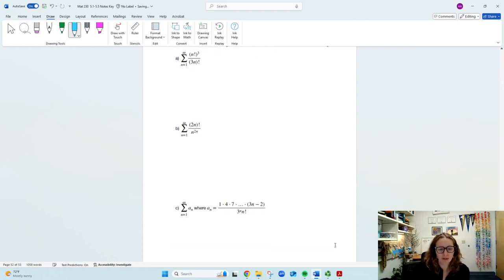Also, another little hint is that this terminology down here is not trying to confuse you. You can really just write that series right there as n equals 1 to infinity of 3n minus 2 over 3 to the n factorial. So that's another way that we can write that.